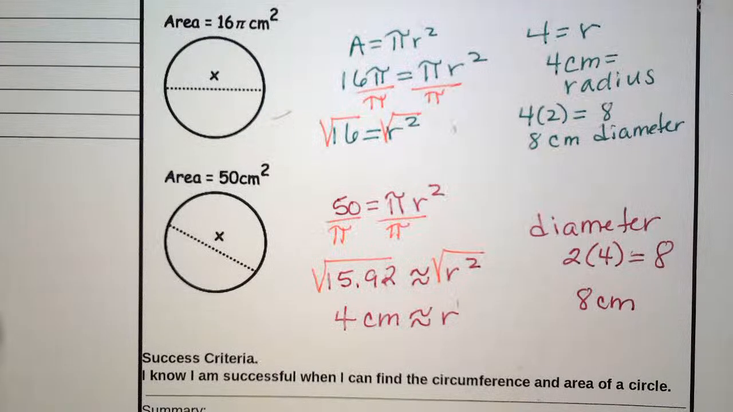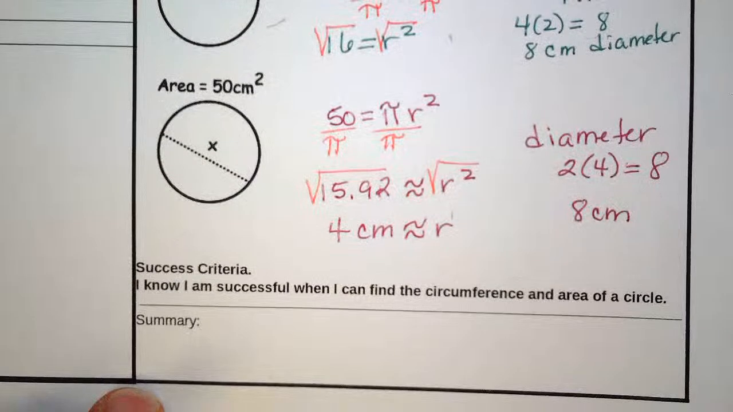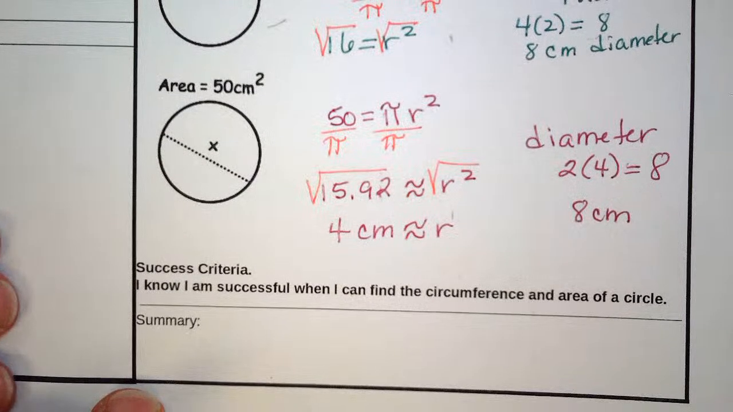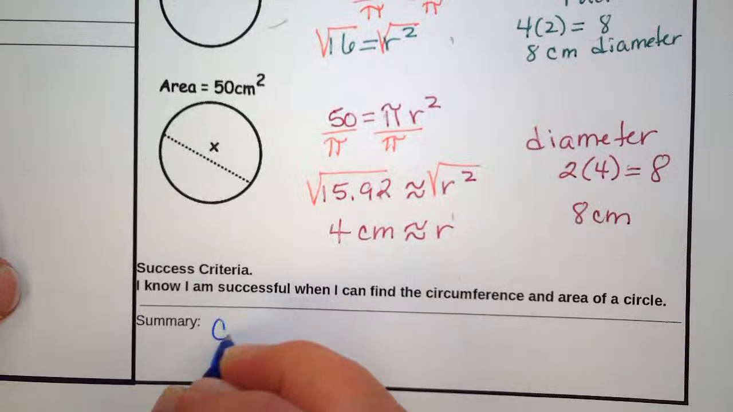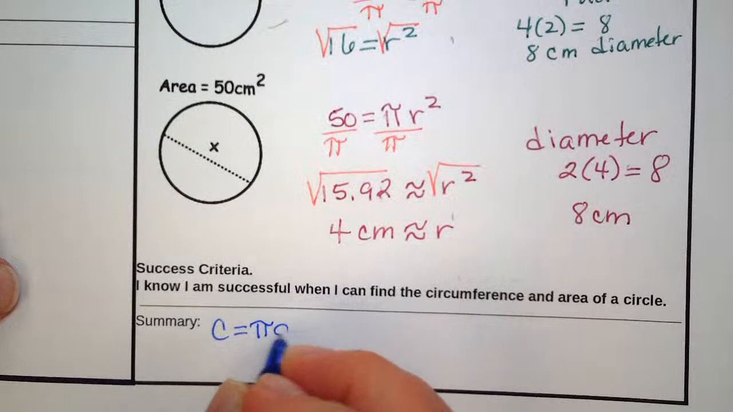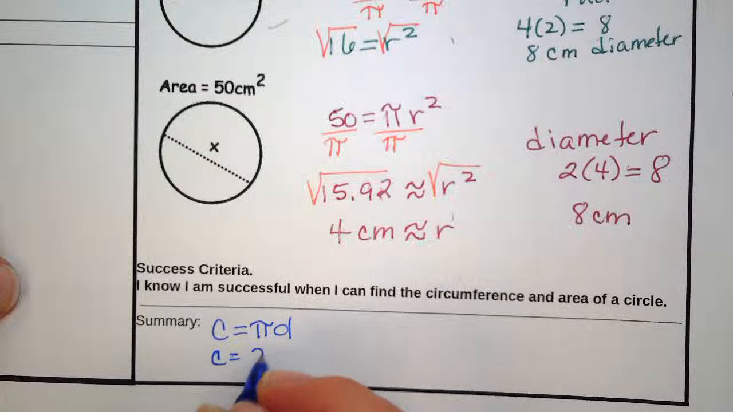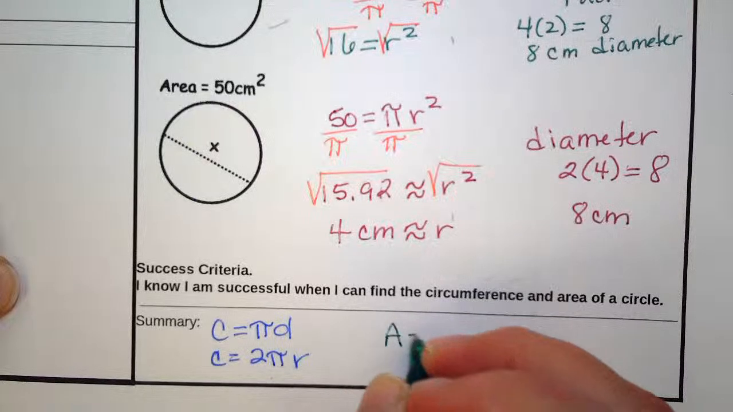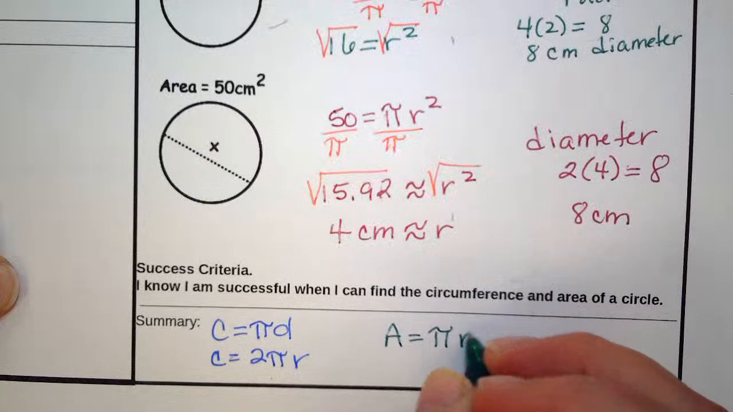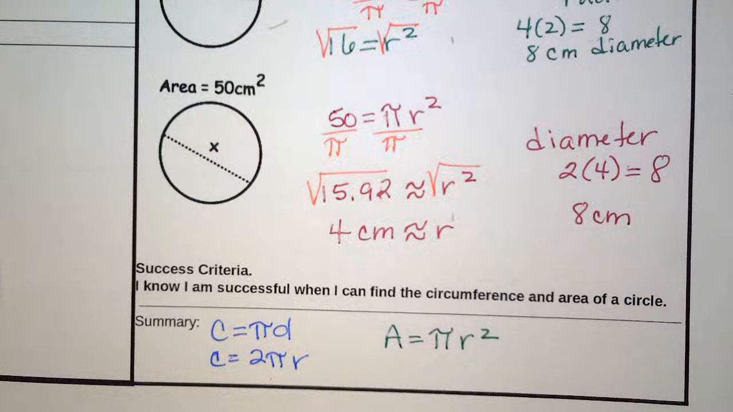Wow. They looked like they were about the same, and the radii were, so those are congruent circles. I know I'm successful when I can find the circumference and area of a circle. C is equal to pi d, or C is equal to 2 pi r. Area, pi r squared. Hopefully this was just a real quick review and nothing new.